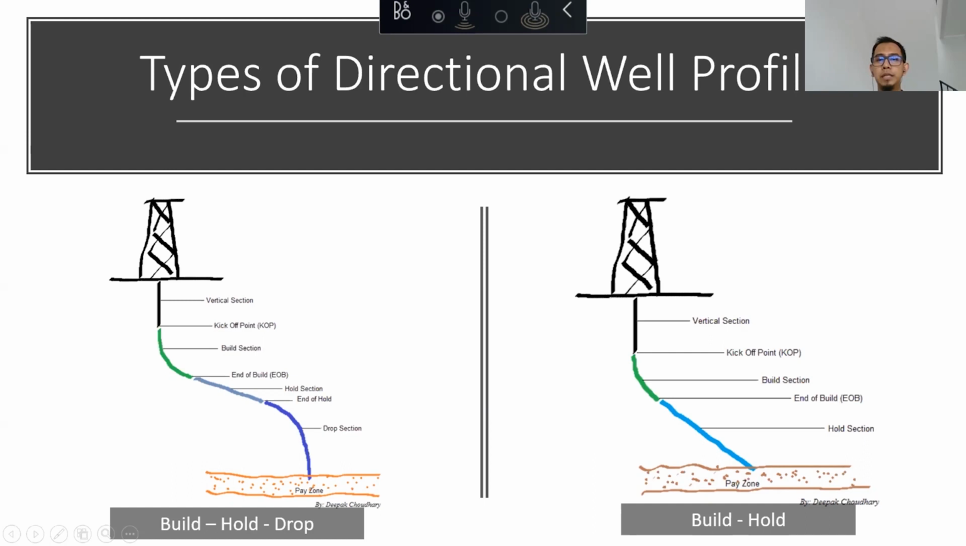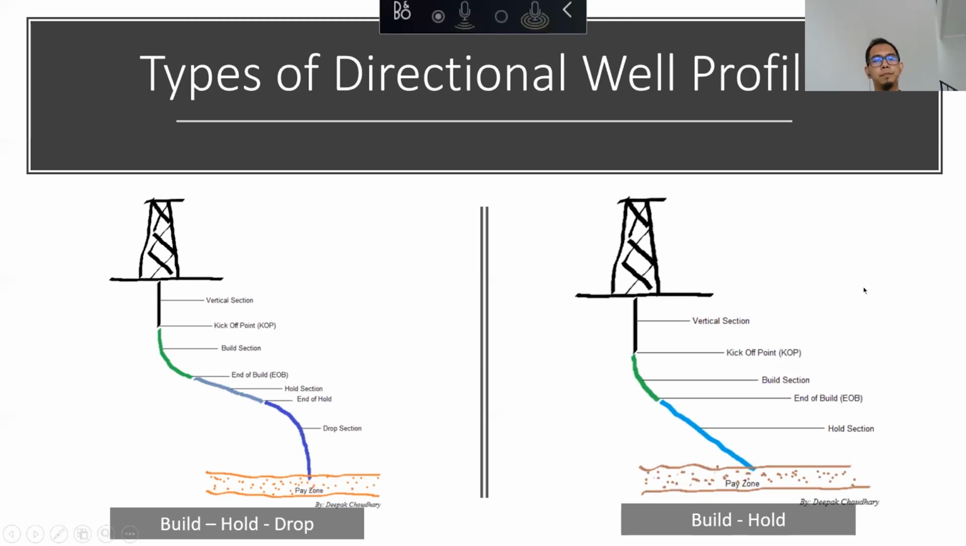Then the second type is build and hold. Build and hold is where you first go vertical and then kick off, start deviating the well, and then go straight until you reach the pay zone, where you touch the pay zone with the tangent section. So this is the build and hold type.